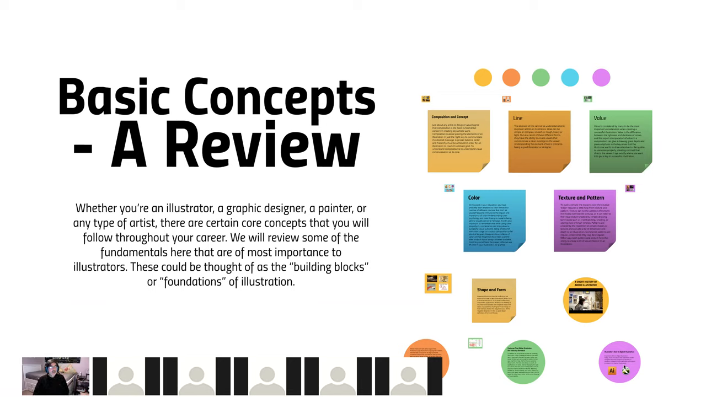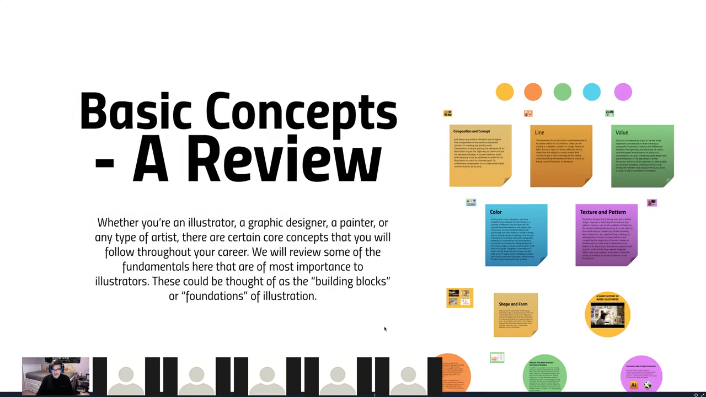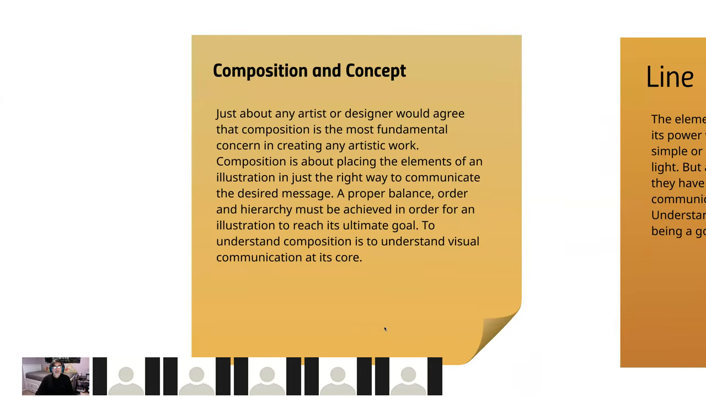it's just a review. Whenever you are an illustrator, a graphic designer, a painter, or any type of artist, there are certain core concepts that you will follow throughout your career. We will review some of the fundamentals over here. Okay, so first of all, composition and concept. Just about any artist or designer would agree that composition is the most fundamental concern in creating any artistic work. So composition is about placing the elements of an illustration in just the right way to communicate the desired message. A proper balance, order, and hierarchy must be achieved in order for an illustration to reach its ultimate goal. To understand composition is to understand visual communication at its core.